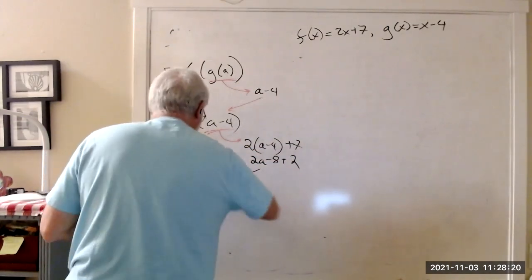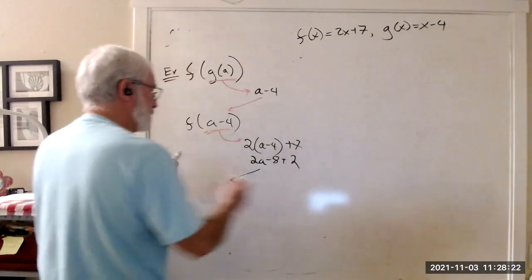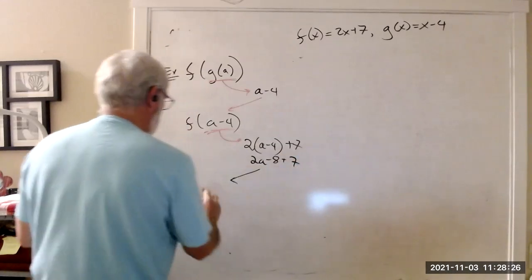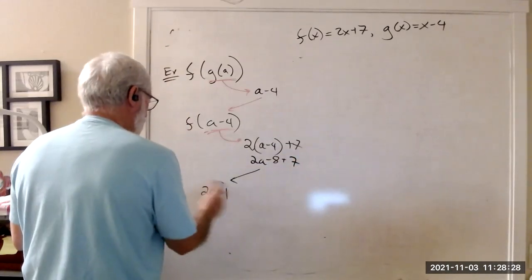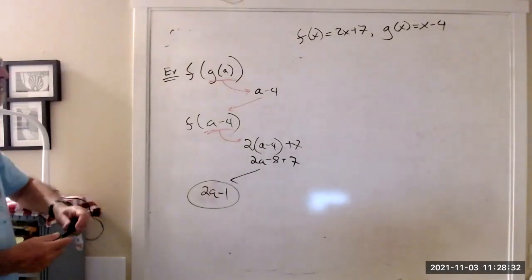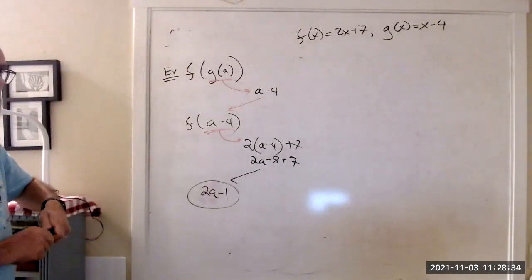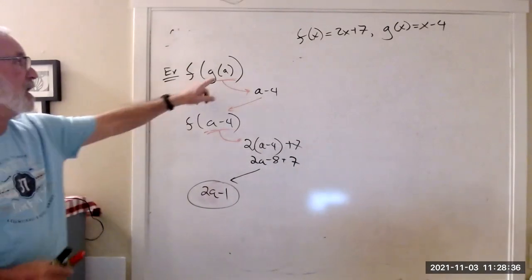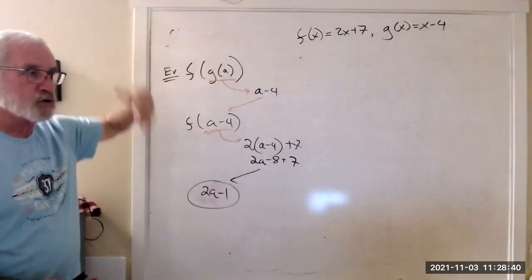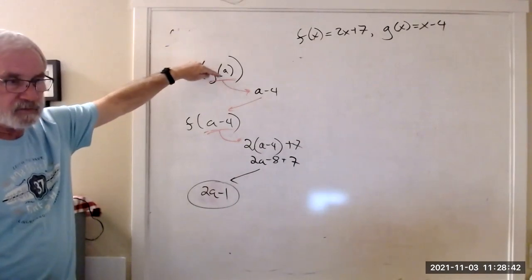2A minus 1. That's just your answer. Bizarre. The reason it's bizarre is because I didn't plug in any numbers. I plugged in a letter. So you have to do your algebra with letters now.